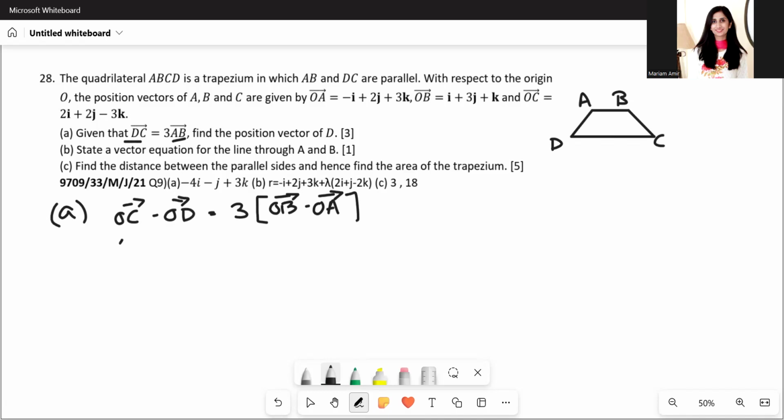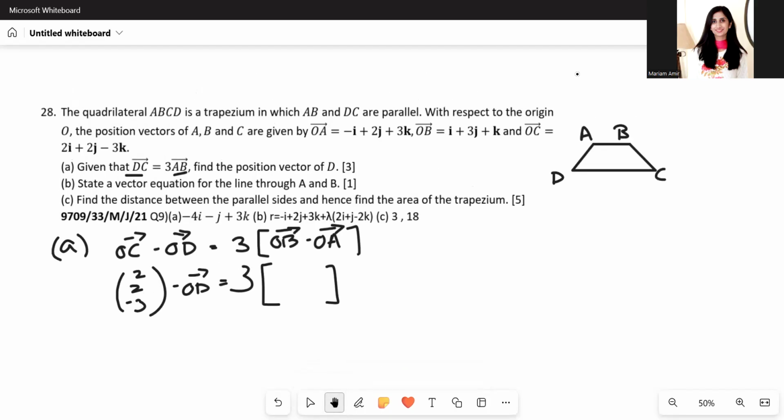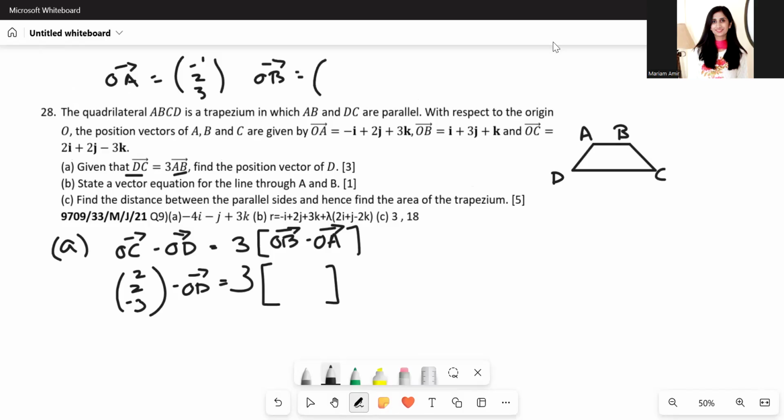So OC is (2, 2, -3) minus OD equals 3 times B minus A. In fact, before I start, I should write all of these position vectors in the form of column vectors. So OA is (-1, 2, 3). Then OB is (1, 3, 1). And OC is (2, 2, -3).